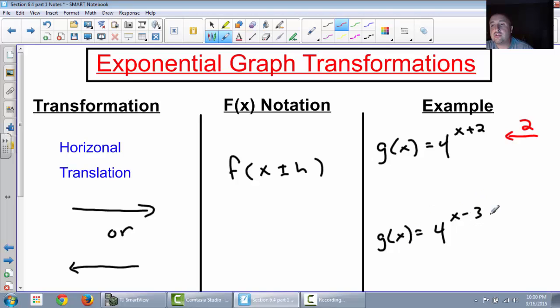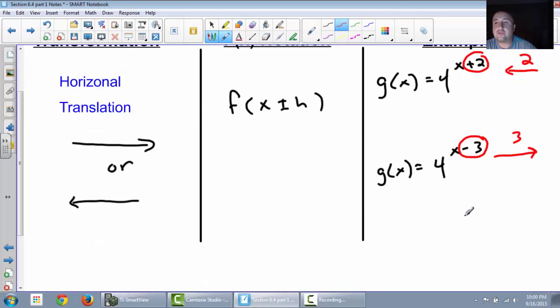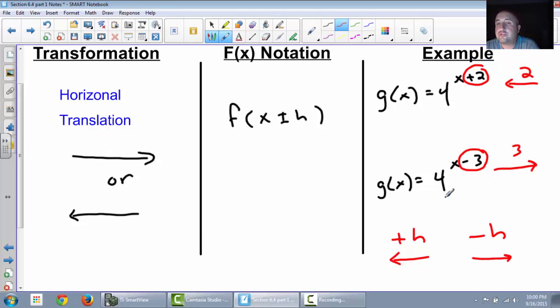The minus 3, so the plus 2 moves left 2. The minus 3 you would think would move to the left, but it really moves to the right 3 units. So it just goes by whatever the number is. You just have to remember that positive is left, negative is right. So if we want to write this down, positive h moves your graph to the left, and a negative h moves the graph to the right. We'll look more at the graphs of these, but this is the general rule for translations. That's number 1.